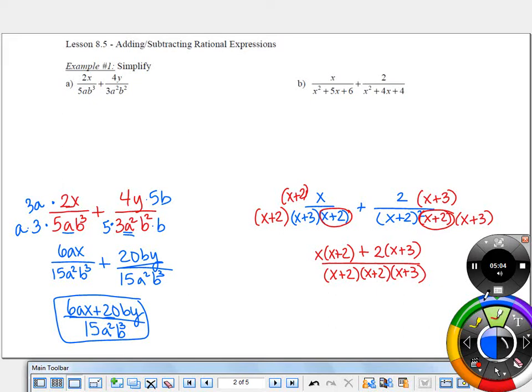Now, when I go to add these together, I cannot just start adding terms in the numerator. I need to distribute these before I can then perform this addition. So I have x squared plus 2x being added with 2x plus 6, and that is all over that same common denominator. I haven't adjusted that at all.